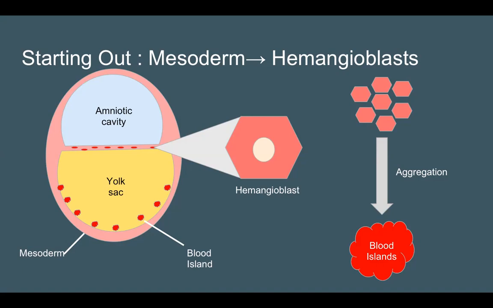In the yolk sac, these hemangioblasts are going to start to aggregate with one another, and they're going to form these clusters called blood islands, which are visible within the layers of the mesoderm and the endoderm of the yolk sac at around week 4 after fertilization.